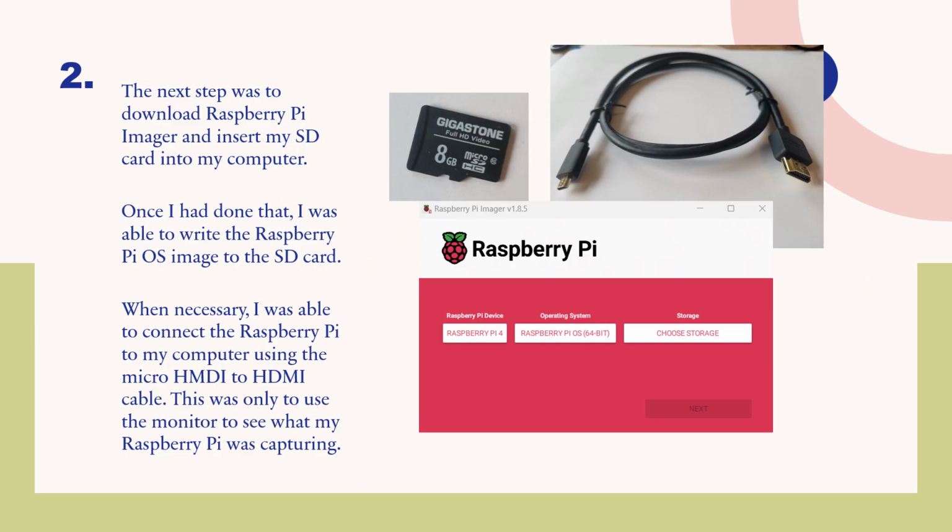Next, I had to download and install the software that I needed for this project. I installed Raspberry Pi OS with Raspberry Pi Imager to my computer, and when that was done, I had to write the image to the SD card. To the right here is my SD card, my HDMI adapter, and the interface for the Raspberry Pi Imager, which helped me write the operating system onto my SD card.